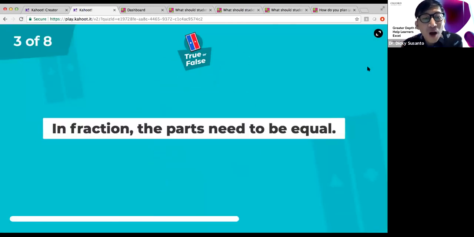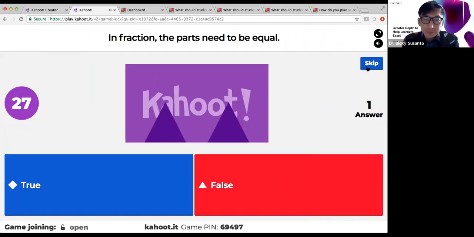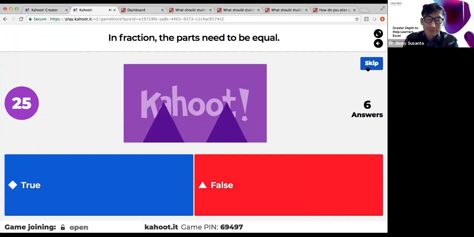Is it true or false: in fractions, the parts need to be equal? Yes, the parts need to be equal.